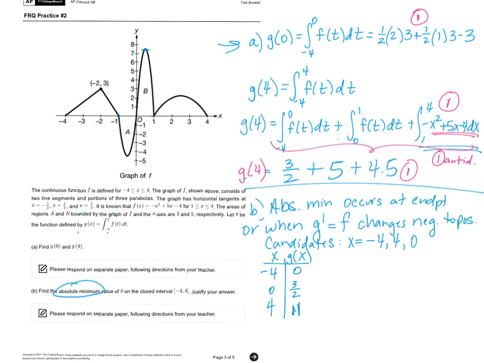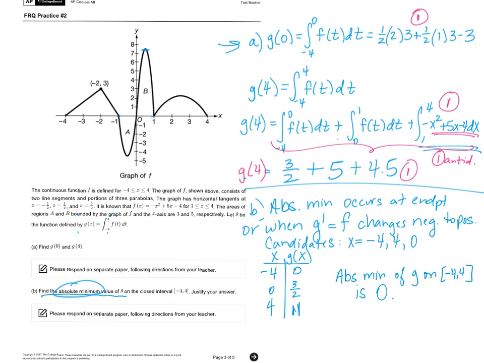Now, answer the question that was asked. Find the absolute minimum value of G. I want you to write a sentence. Absolute min of G on -4 to 4. That's important. They're very big about your interval. Now what's the question? Well, the value is 0.